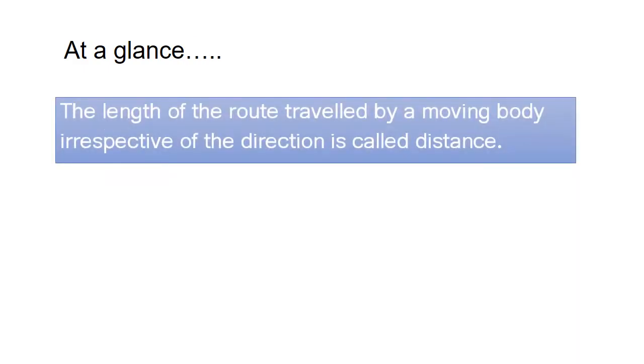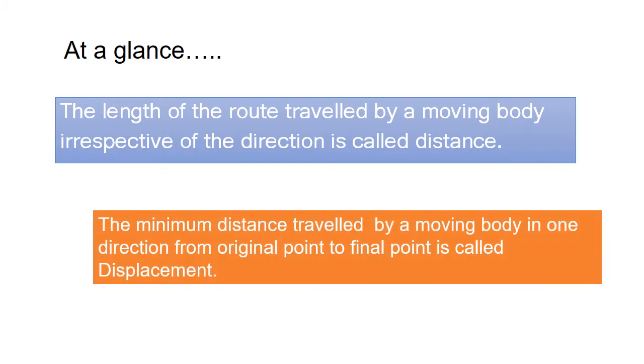थोडंसं मागील भागात आपण काय झालं आहे ते बघणार आहोत. At a glance, what is distance and what is displacement? The length of the route traveled by a moving body irrespective of the direction is called distance, and the minimum distance traversed by a moving body in one direction from original point to final point is called displacement.